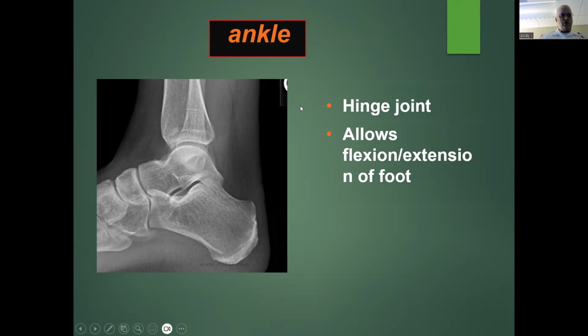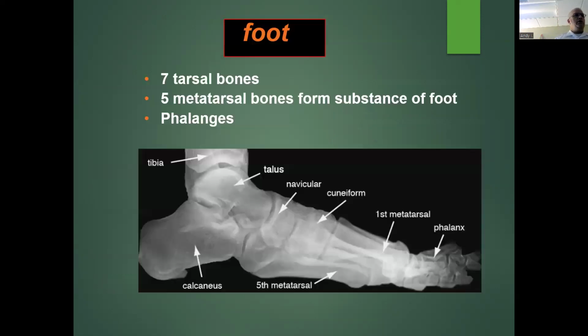So that gives you extension of the foot. In the foot, you have the bones of the foot. You have 7 tarsal bones and 5 metatarsal bones. The 5 metatarsal bones form the substance of the foot. And then you have the phalanges, or the toes, on the end, as you see laid out in the diagram below in the X-ray.